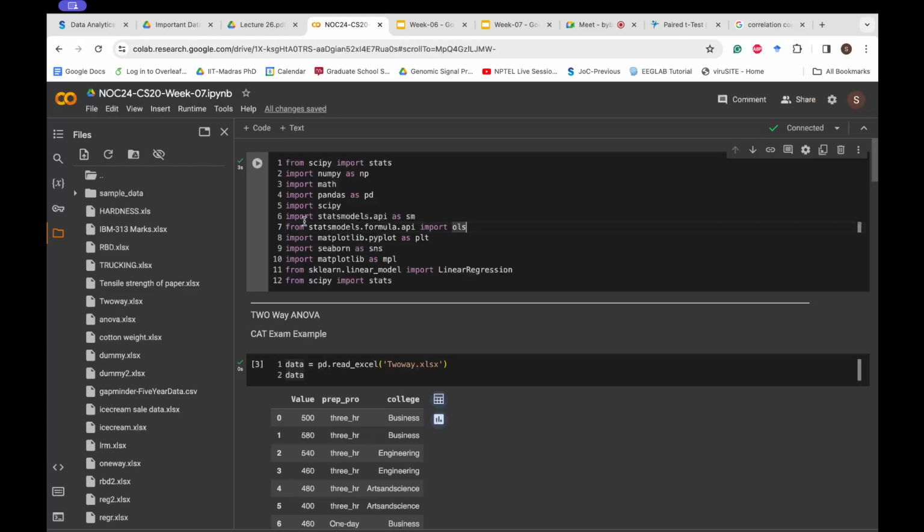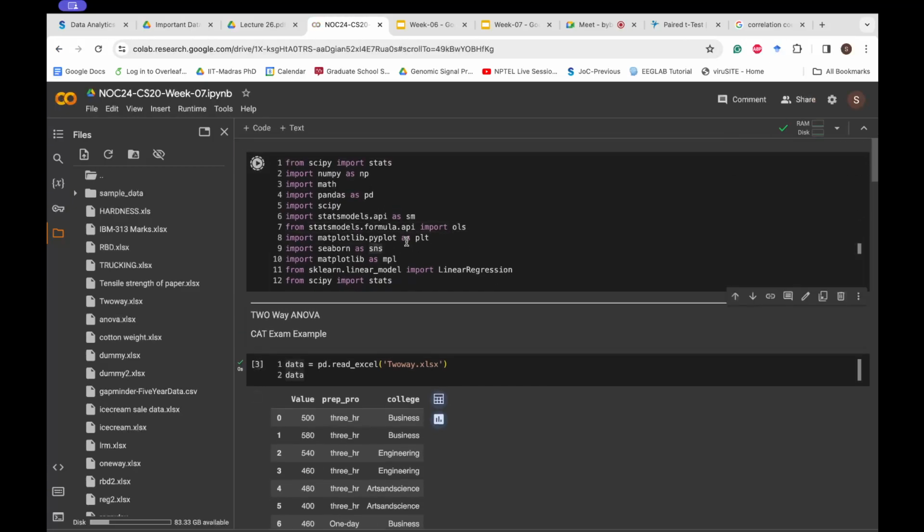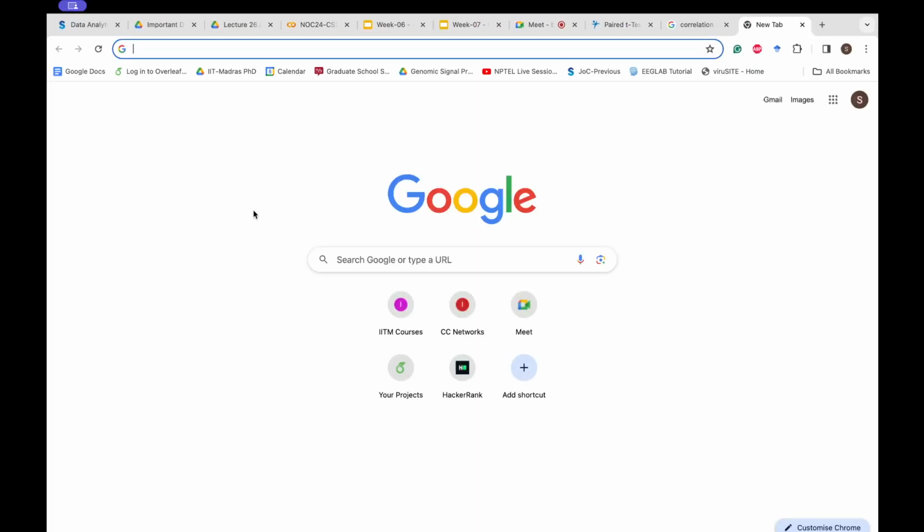Okay, so I'm importing all the necessary libraries. We'll see them one by one. So scipy.stats. Okay, one query. I think Akhilesh ji, you had a query about what the internal implementations of these libraries are, right? Yeah, so you can find all these files on GitHub as well.